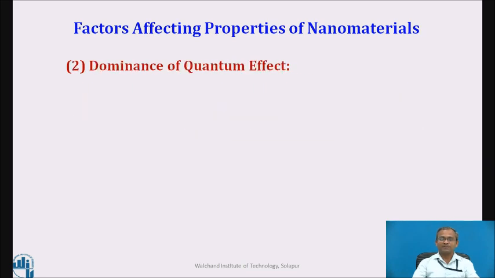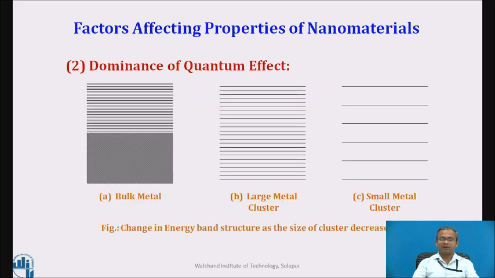The second factor affecting the properties of nanomaterials is the dominance of quantum effect. At nanoscale, quantum effects begin to dominate. This is because in bulk material, the number of electronic energy levels is so large and the spacing between these energy levels reduces to such a small value that they form an energy continuum, and electrons in a band are not confined to one particular energy level.